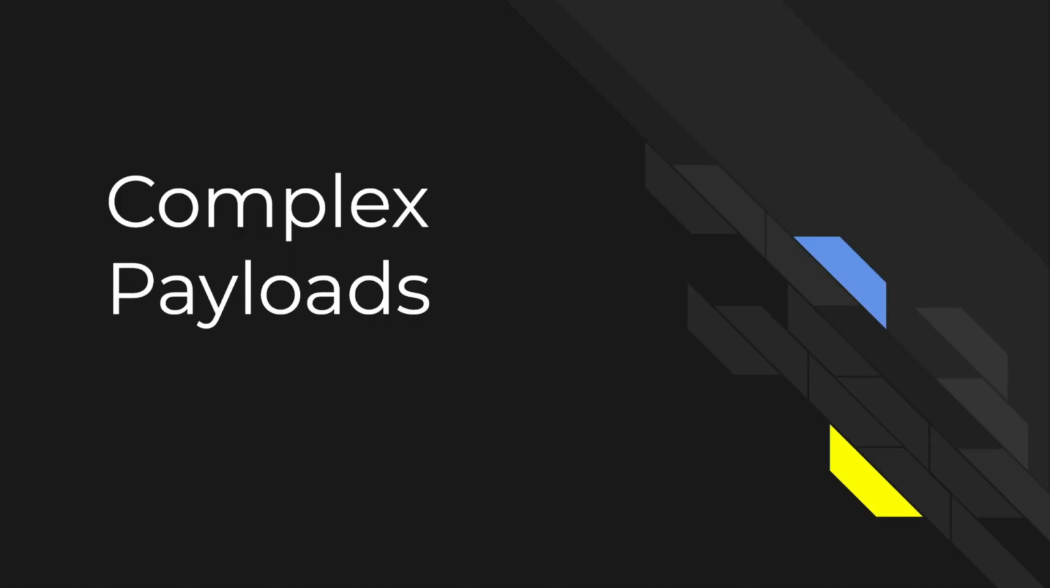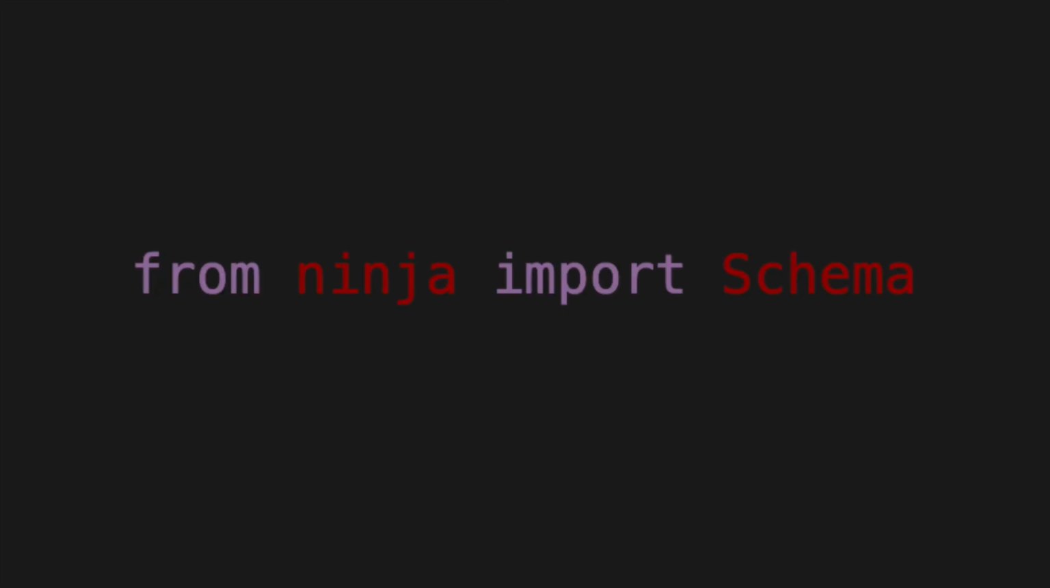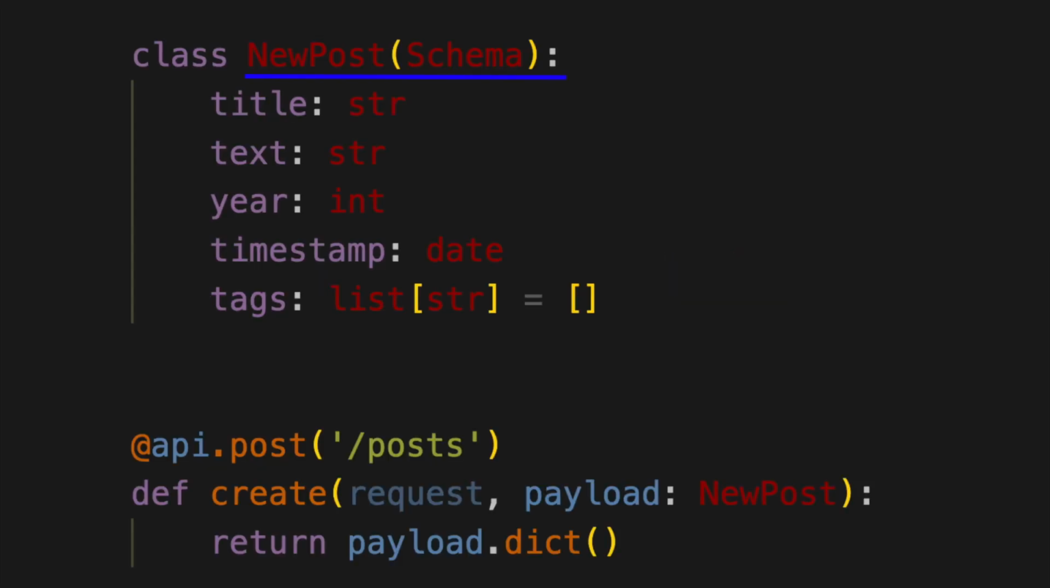But where it mainly shines is when it comes to more complex JSON payloads that are submitted by clients. And the main workhorse here is a class called Schema. So let's create a new example where we will be creating blog posts with payloads. All we have to do now is define a new class that inherits from Schema, and we can define there as many and as complex arguments as possible.